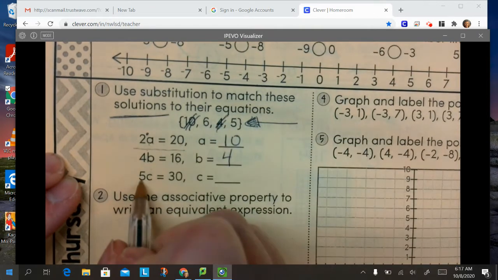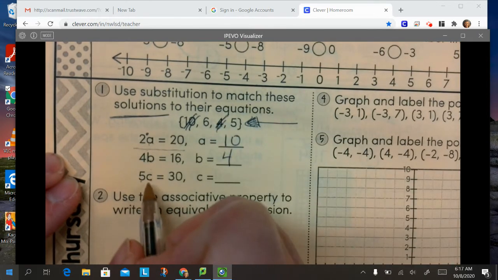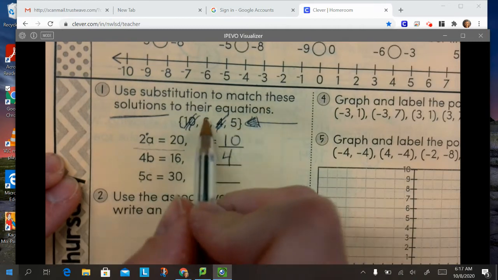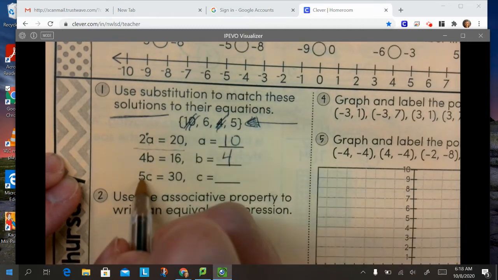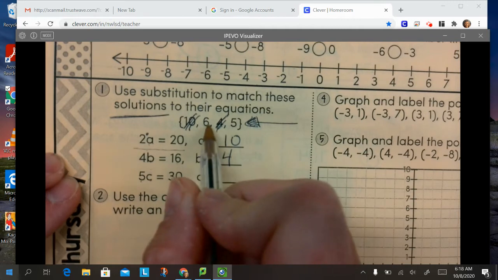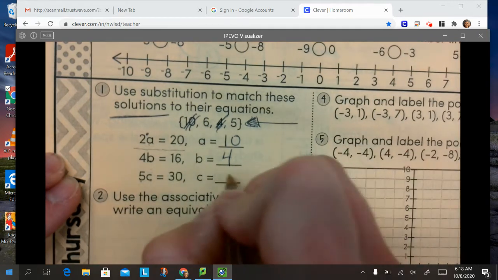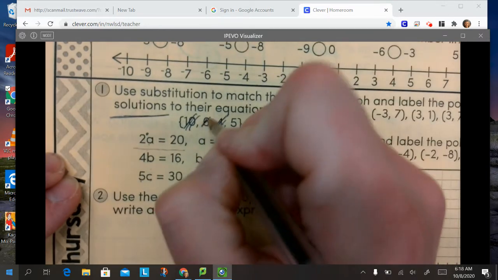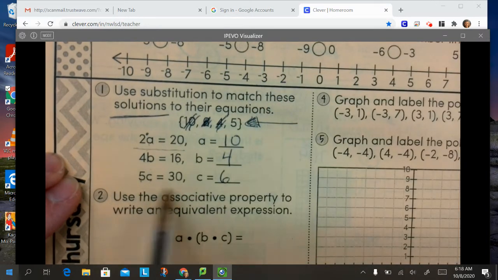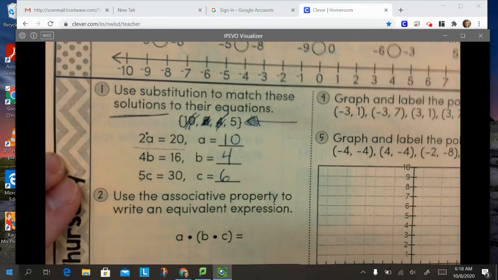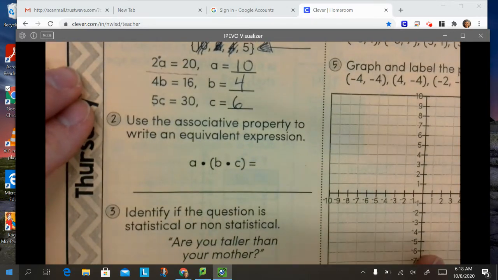All right, take a look at the next one. Now you have 5C. Now C has to represent some value here. All right, so 5 times what? Let's see here. Could it be 6? 5 times 6. Oh, that does equal 30. So 6 does work. So that's your other solution to that equation. Okay, good job.